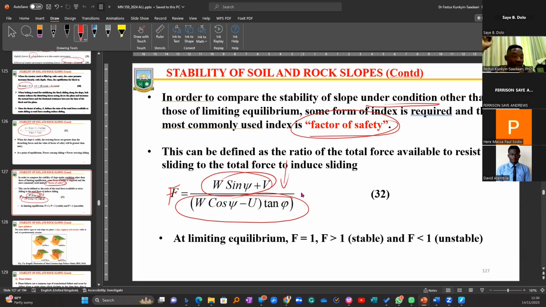It could be the bolting you are going to do in the stope, or some grouting or wire meshing, or whatever you need to do. So that is it for this factor of safety.